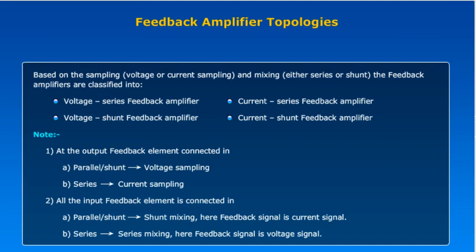So here the important notes are that at the output, if the feedback element is connected in parallel or shunt, that is called voltage sampling, and at the output, if the feedback element is connected in series, that is called current sampling. At the input, if the feedback element is connected in parallel or shunt, that is called shunt mixing. Here the feedback signal is a current signal, whereas in the series case the feedback signal is a voltage signal. So based upon these two sampling networks and the mixing networks, we have the four types of feedback amplifiers.